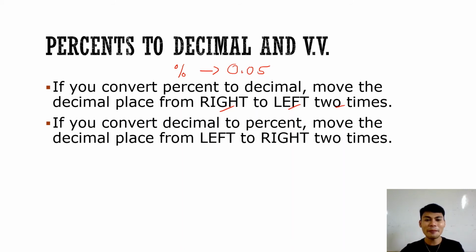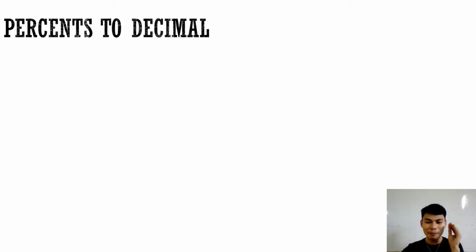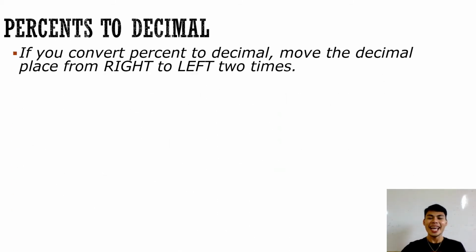If we convert naman decimal to percent, kabaliktaran lang. Move the decimal place from left to right 2 times. Okay, dito, percent to decimal, right to left. Decimal to percent, left to right 2 times. Okay, so we will have example to concretize what we said. Here, again, if we convert percent, itong may sign na ganito, this is a percent, to decimal, move the decimal place from right to left 2 times.